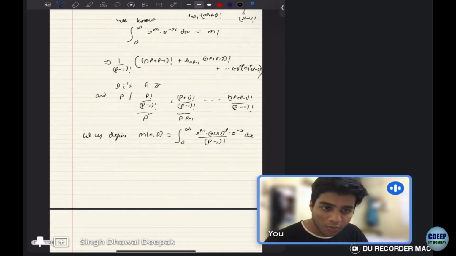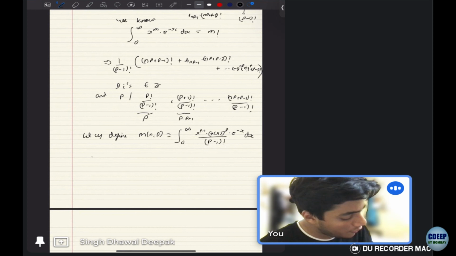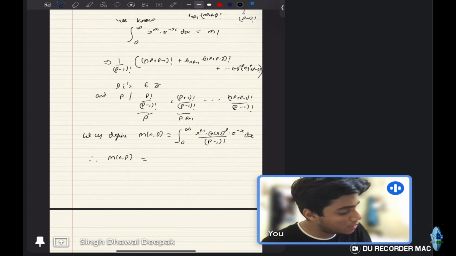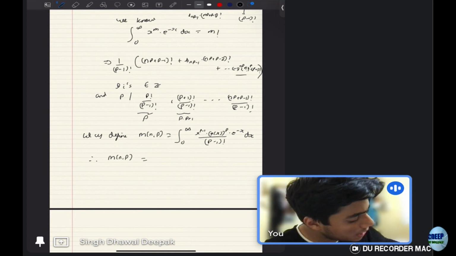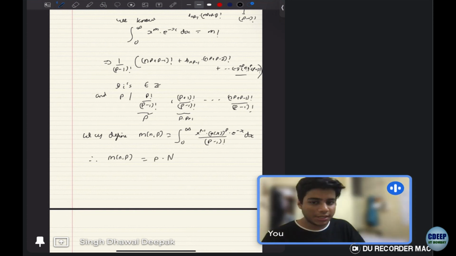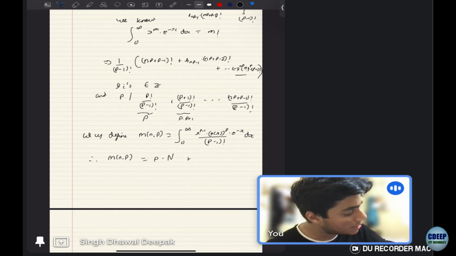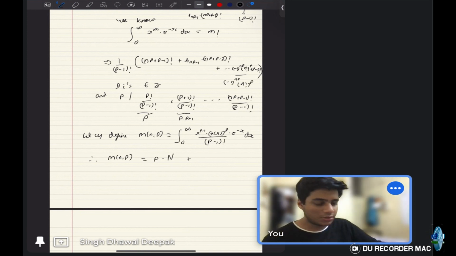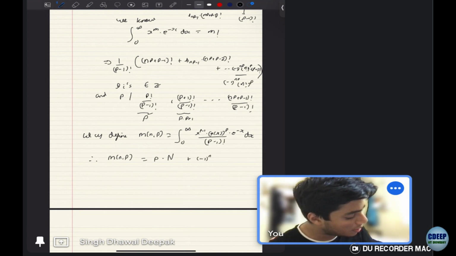And so now what we get is, therefore, m_n(p) will be equal to, so all the terms before this will give some integer n times p because they divide p, plus as you can see what happens with this term is that p minus 1 factorial and p minus 1 factorial get cancelled, and we get this term over here, n factorial raised to p.